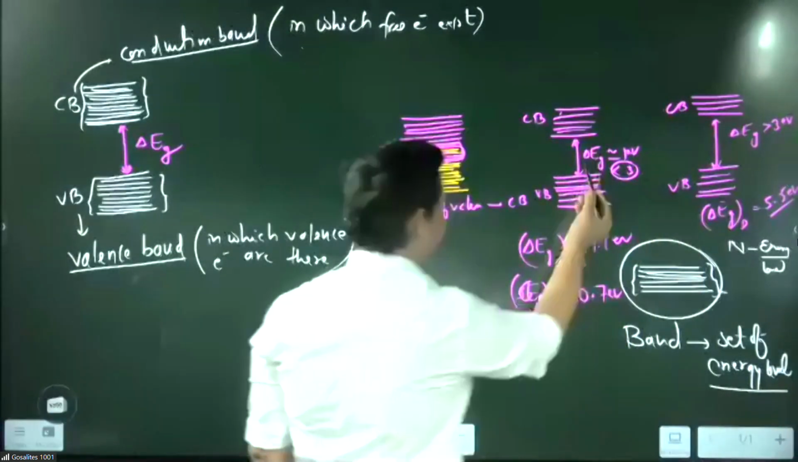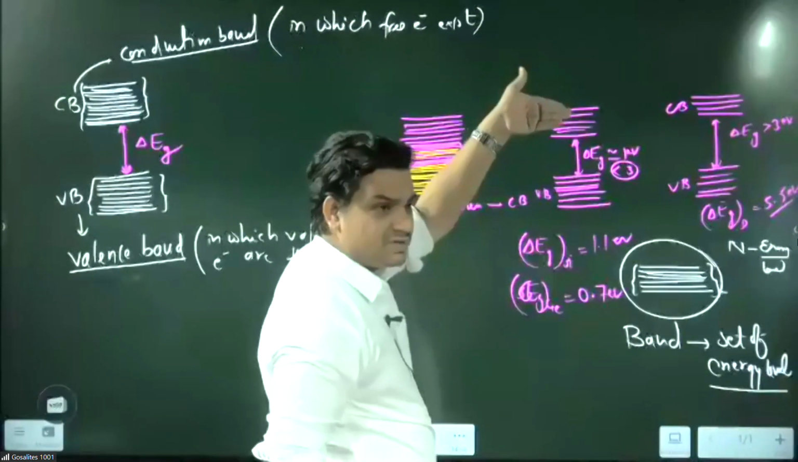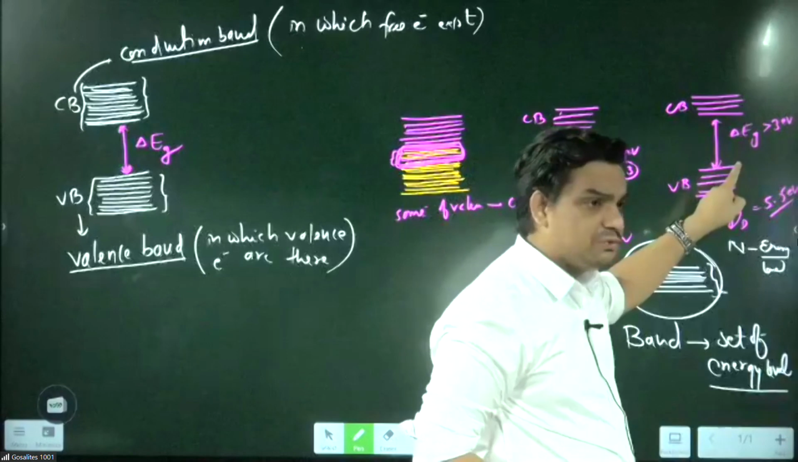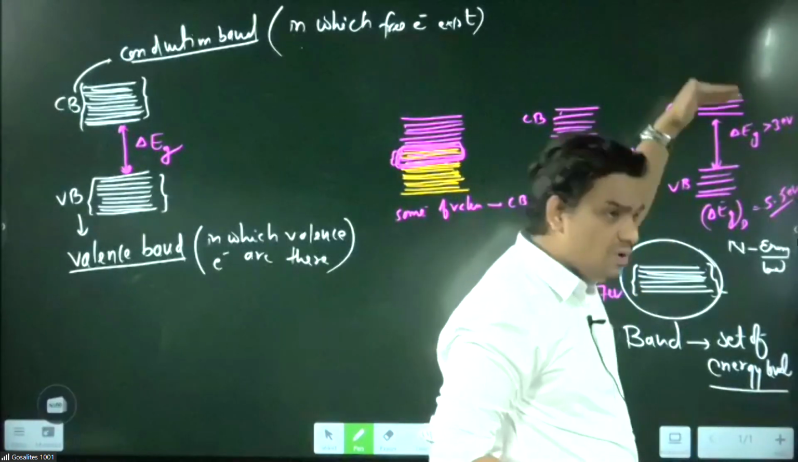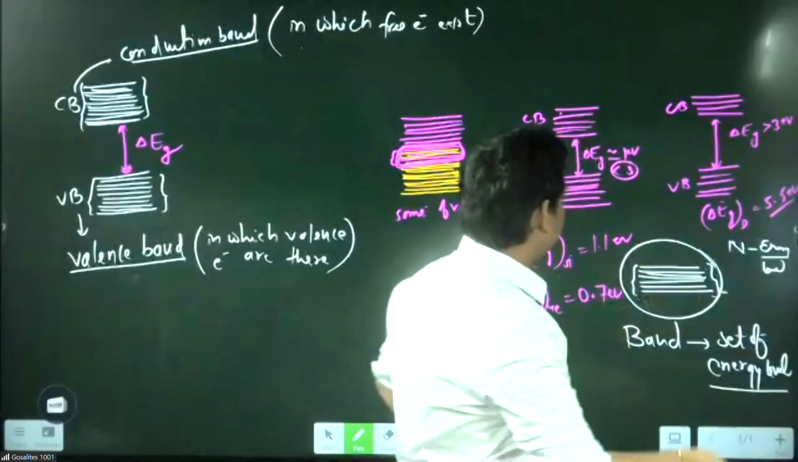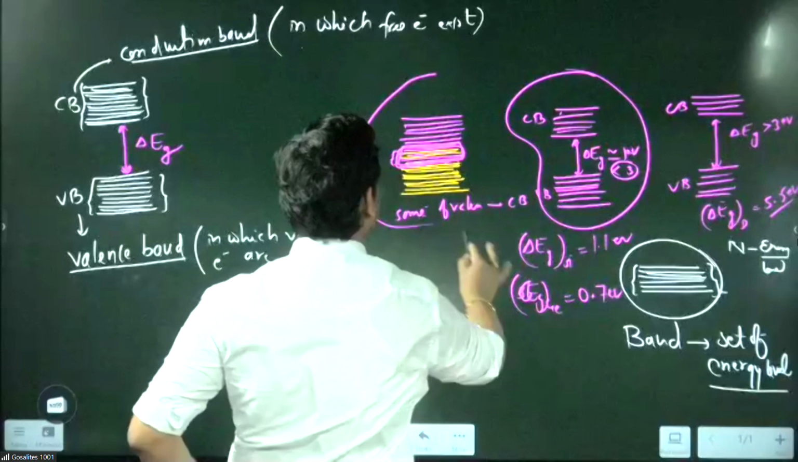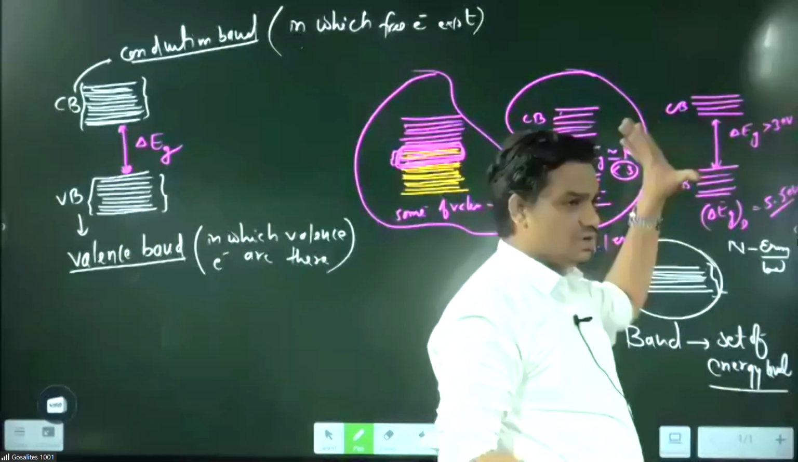Here we can check how much energy is required. 1.1 is required for silicon, 0.7 for germanium. This energy is available at room temperature, but 5.5 is not available at room temperature, so electrons cannot be excited to the conduction band. That's why these behave like semiconductors. Conductors already have some electrons free in the conduction band. Here the gap is huge. Clear?